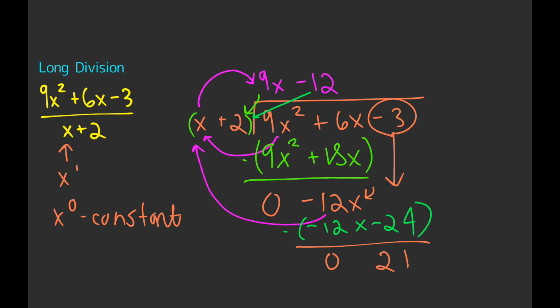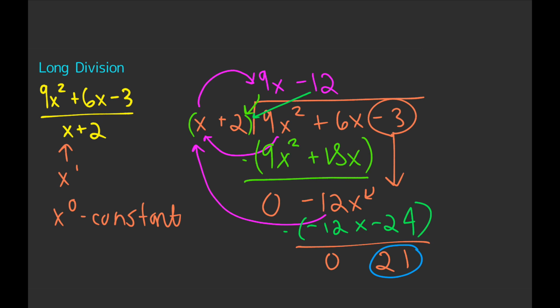Now, remember what I said earlier: we divide until our power is 1 lower than the power of the divisor. The power of our divisor is x to the first power. So we're going to stop dividing once we get to x to the 0th power, which is a constant. And notice that we have gotten a constant, right here, the 21. So we're going to stop dividing.